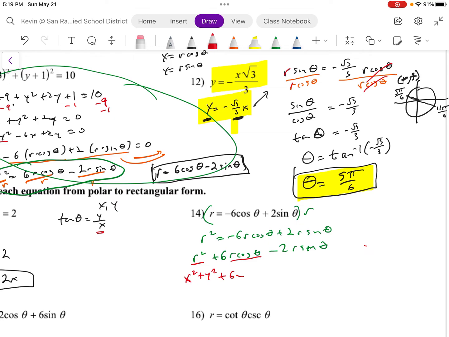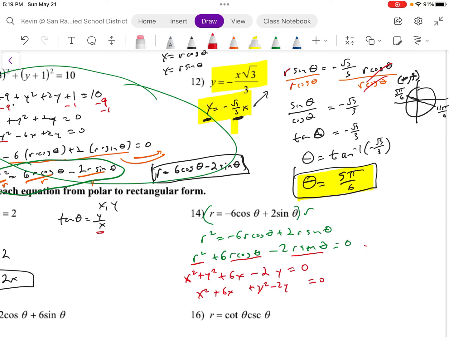r cosine theta is the same as x, so this would be plus 6x. r sine theta is the same as y, so that's y equals 0. This should have been equal to 0. All right, now we're going to get all the like terms together. x squared plus 6x plus y squared minus 2y equals 0.